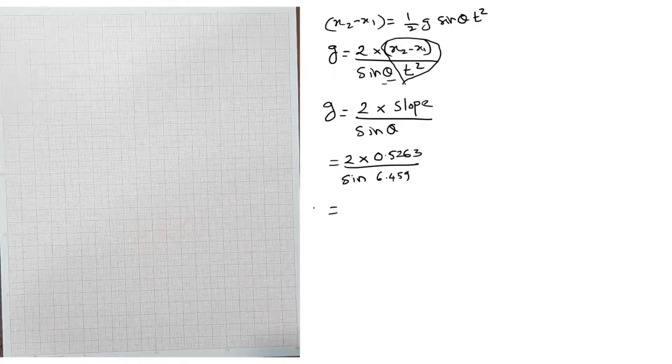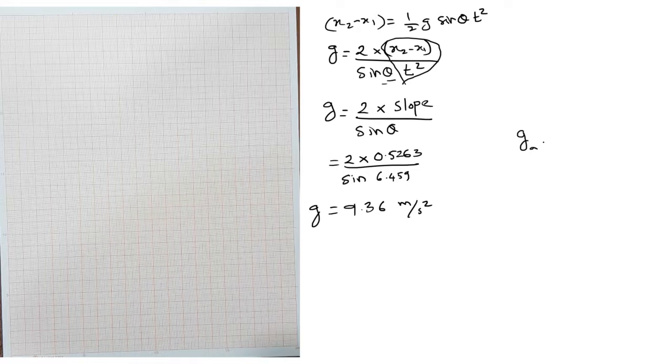Now you have to use your calculator for finding the experiment value of g. That's what we are saying, this g is the experiment value. So what you'll get? 2 multiplied by 0.5263 divided by sine of 6.459. So I got 9.357. So 9.357, I can write 9.36 meter per second square. What's the actual value of g? The actual value of g is 9.81 meter per second square.